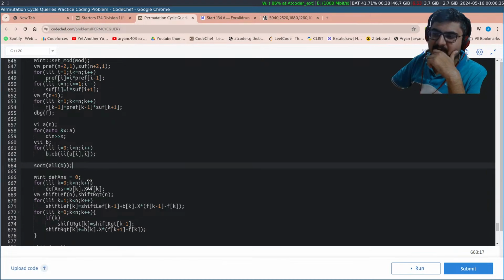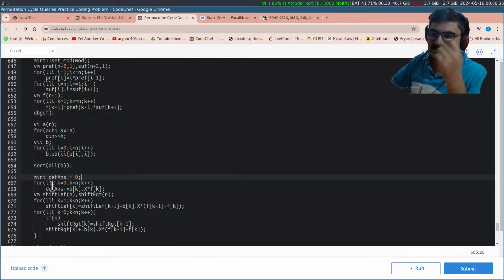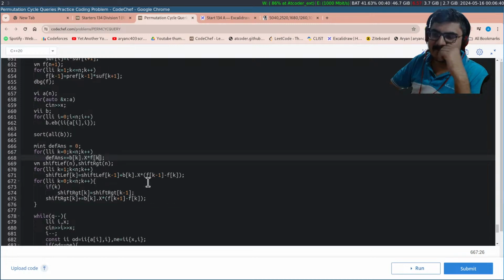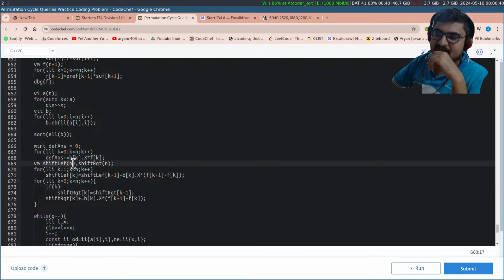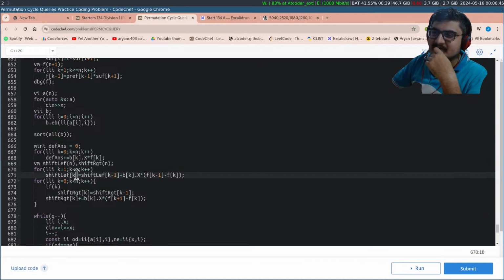Sort all of them. Find the default value of the answer, or OG answer, where for the k smallest element this is the multiplying factor. Now for each element, if we shift it to the left or shift it to the right, what would be the delta cost? For the kth element, if we shift it to the left, earlier the multiplying factor was fk, now the multiplying factor is fk minus 1. So that's the delta we have.